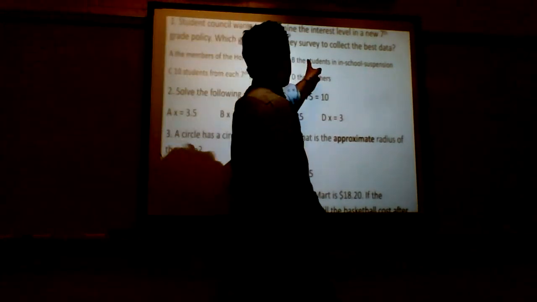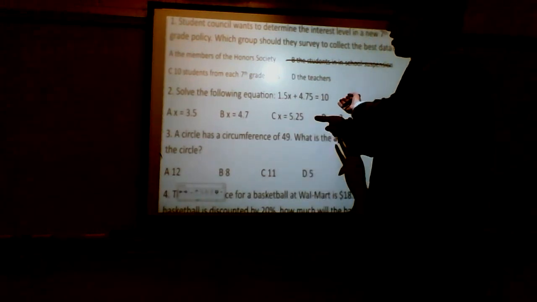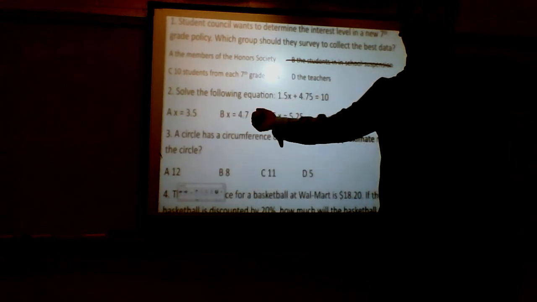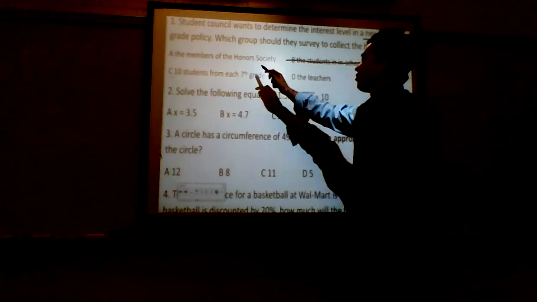Okay, question 1. Student council wants to determine the interest level in a new 7th grade policy, which is like a rule. Which group should they survey to collect the best data? Well, we know this is student council, and we know they're looking for a 7th grade policy, and we want the best information. Some of these answers are ridiculous. The first answer that we should eliminate is probably B, the students in school suspension. That's not going to be a fair representation of the data. Most likely, those people are not going to want any kind of new policy, or maybe they want a new policy that says there's no more ISS. That's not going to give us a fair look for the entire 7th grade.